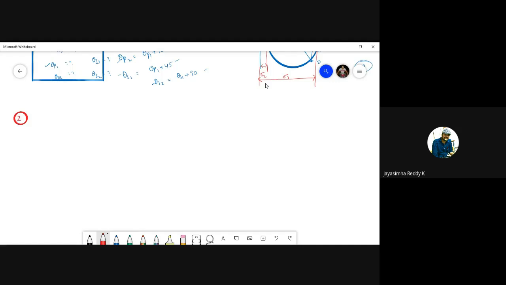Second problem: sigma x is given as 60 newtons per mm square, sigma y is given as -40 newtons per mm square, and tau xy is given as 40 newtons per mm square. Calculate sigma 1, sigma 2, tau max, 2 theta p1, theta p1, theta p2, theta s1, theta s2. Find all of these out. How do we solve this?